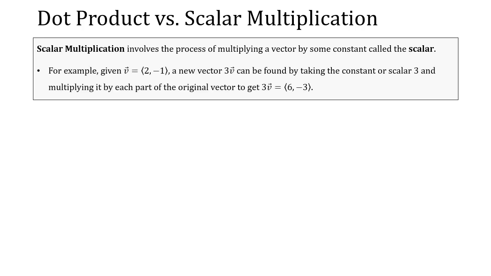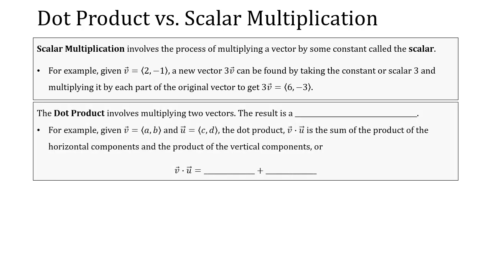For example, given the vector ⟨2, -1⟩, a new vector, 3 times that vector, could be found by taking the constant or the scalar of 3 and multiplying it by each part of the original vector to get 3 times vector v is equal to the position vector ⟨6, -3⟩.